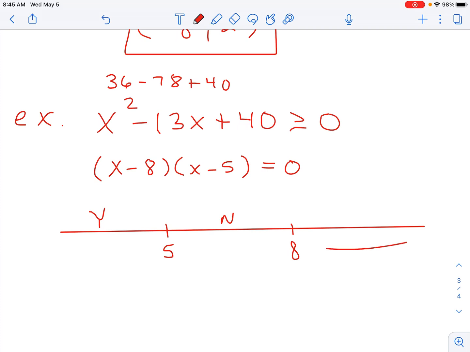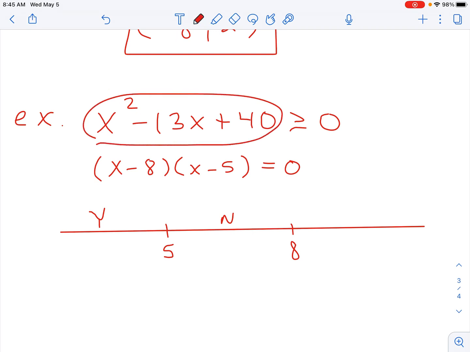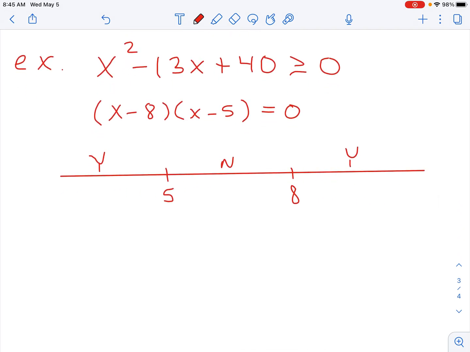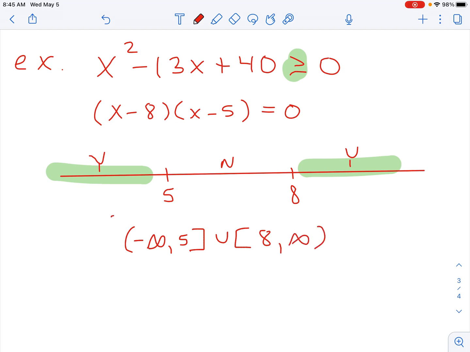And then I'm going to plug in something in this region. So an extreme value like a million. So if I plug in a million, a million squared is a big positive number, which is going to greatly outweigh this number. And therefore, that is going to be positive, which is greater than or equal to 0. And so my solutions are going to be here and here. Of course, I need to keep the boundary points as well because it is greater than or equal to. So my solutions would be from negative infinity to 5, inclusive, union, and then from 8 to infinity.